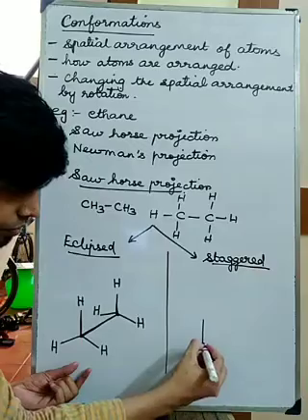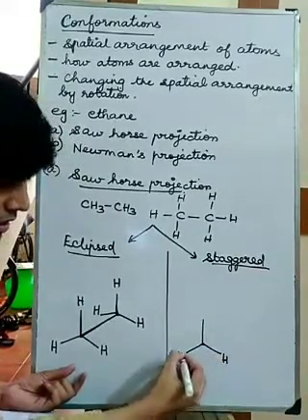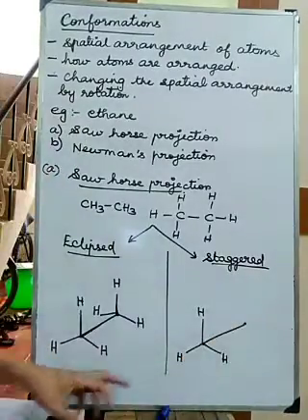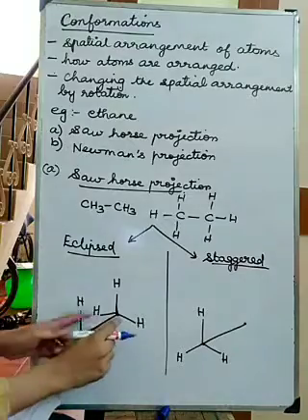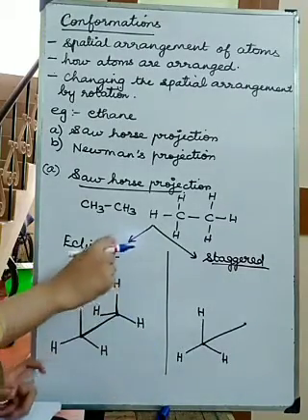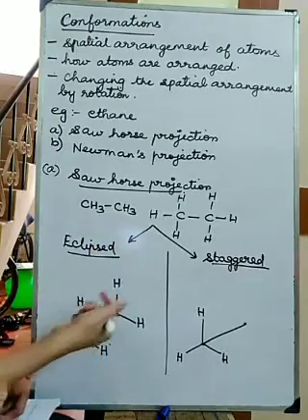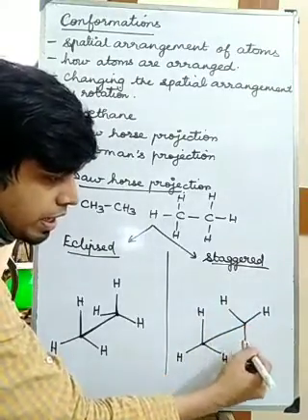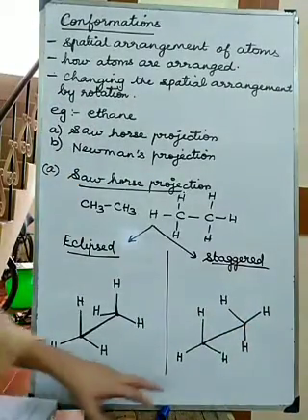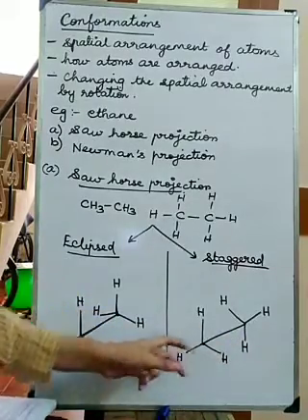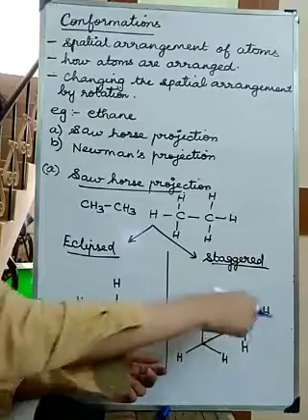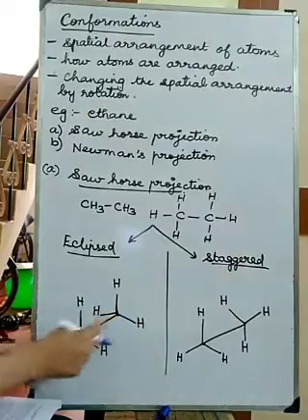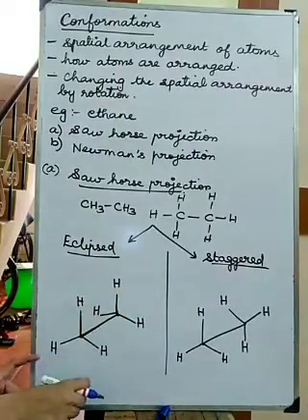See here, this carbon is as it is like this. Now this carbon, I am rotating. Here two hydrogens are in the bottom and one hydrogen is in the top. So if I rotate, what will happen? Two hydrogens will come to the top and one hydrogen will go to the bottom. After rotation, the arrangement is opposite. Yes or no? So if it is like this, it is the staggered arrangement. If it is the same thing, it is the eclipsed arrangement.